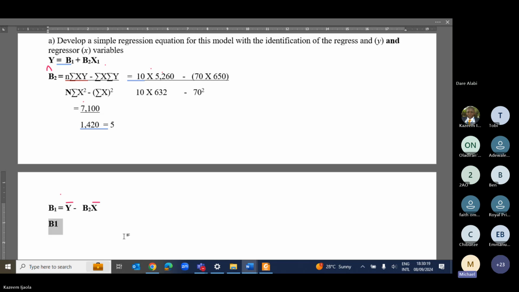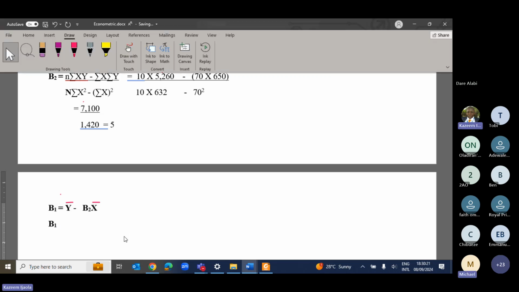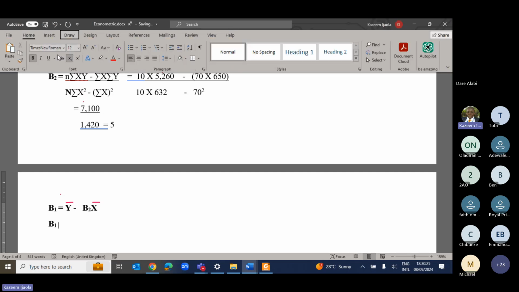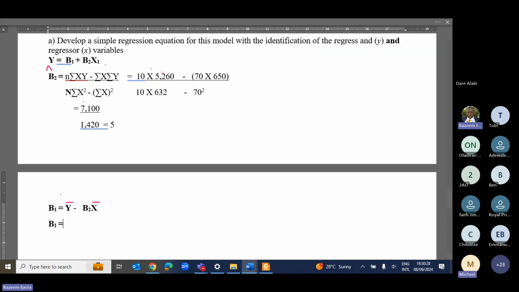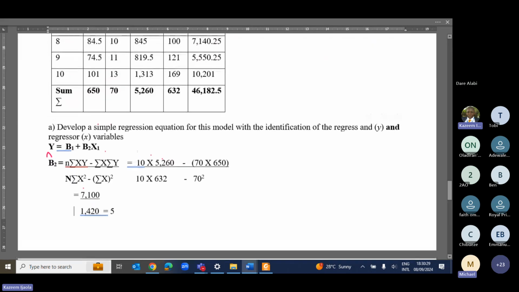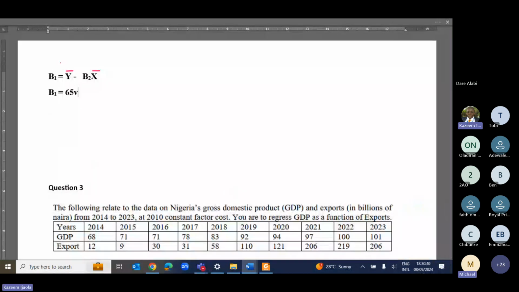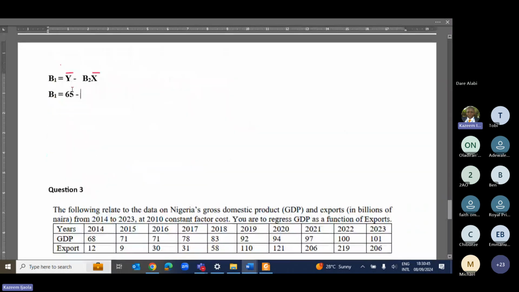Beta 1 is equal to. You should now know how to calculate y bar without me writing it out. Y bar is basically the mean of y. The total we got for y is 650, and we have 10 data sets, so 650 divided by 10 is 65. So here I have 65 minus beta 2, which is 5, times x bar. X bar is 70 divided by 10, that's 7.